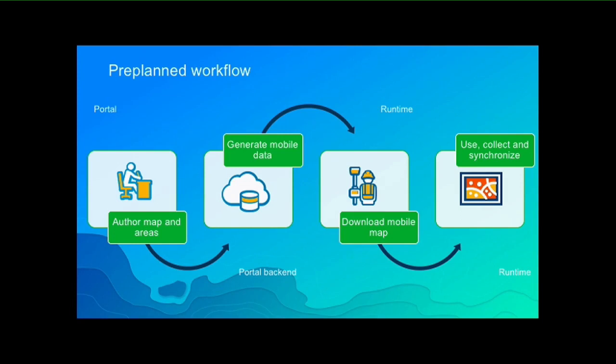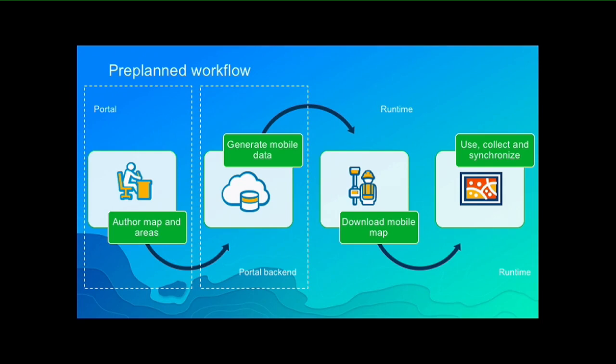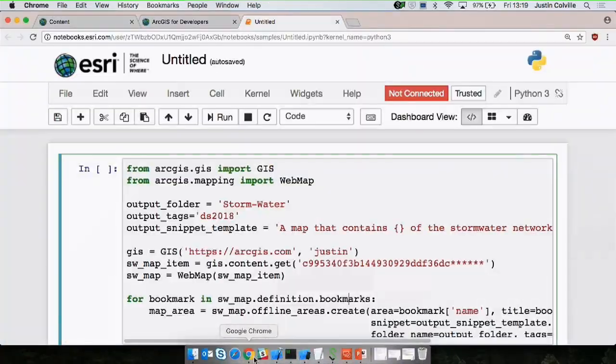So, as I said, we start with an author or an automated system thinking about how these areas get created. And this is done ahead of time. Then, in an automated way, we can generate our pre-planned areas. And one of the options that we're going to have for actually generating them will be with the Python API.